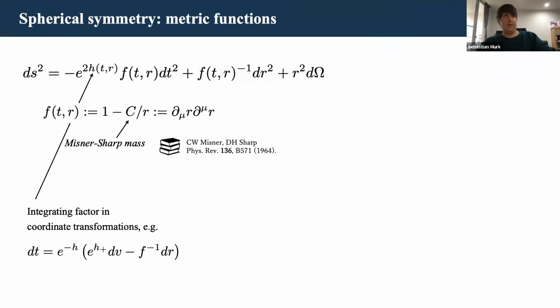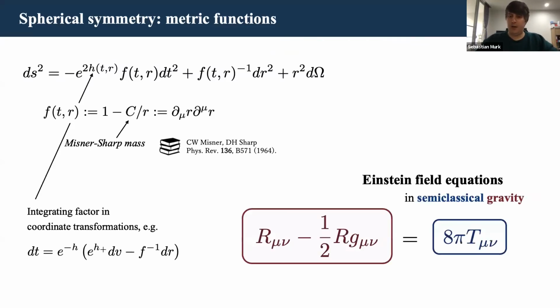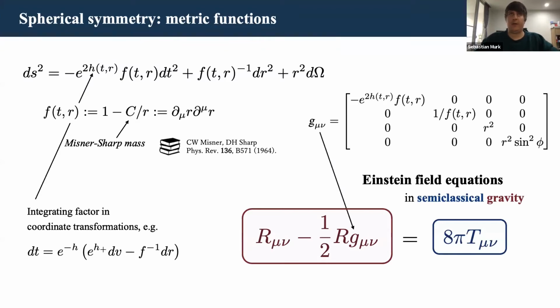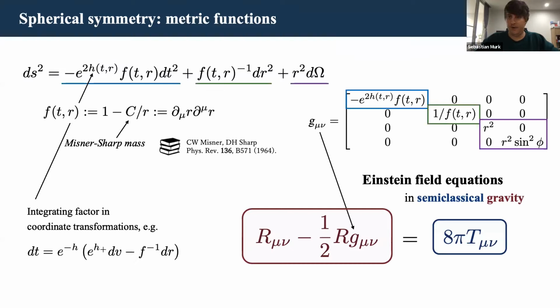And speaking of coordinate systems, the second metric function h essentially can be thought of as an integrating factor in coordinate transformations. For example, the generic transformation that I've given here between TR and VR coordinates. But now, what does spherical symmetry mean when we look back to the Einstein equations? Well, another way to specify the geometry is to just write down the metric tensor. And by looking at the line element, you can see that all the terms appear in the squares of the coordinates. So this metric tensor has a diagonal form.